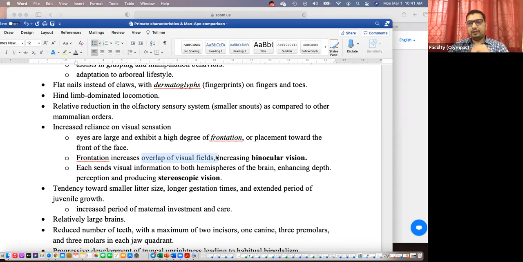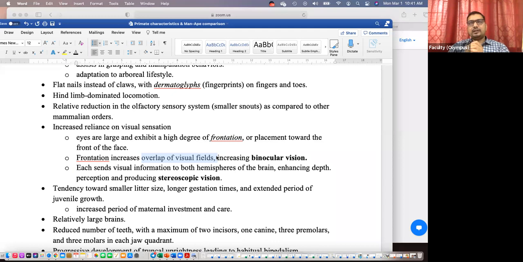Like if you're a monkey jumping from one tree to another, you're able to exactly estimate the distance so that you know whether you are able to jump or not. So these features are very, very important. Visual features seem to be very important for their survival. We have better coverage and we also have depth.